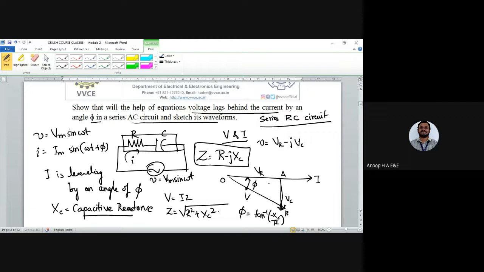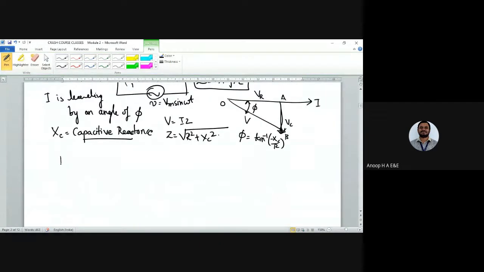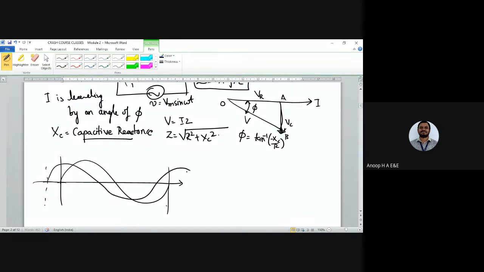So you can generally say that the voltage is lagging the current. I can also write it as the current leading the voltage by an angle of phi. That's how you can represent these terms. And to write down the waveforms, I take voltage as the reference again, and the current has a leading angle of phi here. So this is what you get.